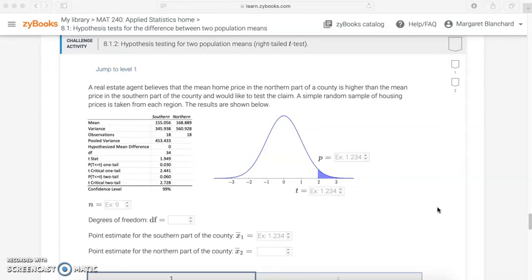So one thing that's really important here is that this is an independent test. We don't care about linking one specific house to another one. The reason for that is that we're just looking at overall cost of the southern compared to the overall cost of the northern. So it's important to recognize when you need to do a paired t-test versus an unpaired t-test or independent test. So let's go ahead and find our values.